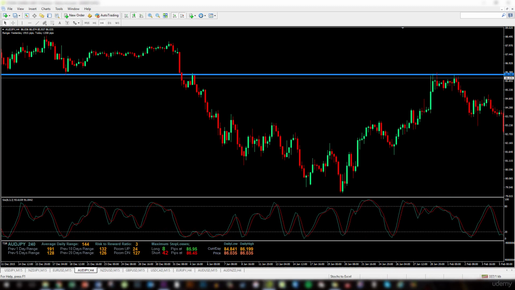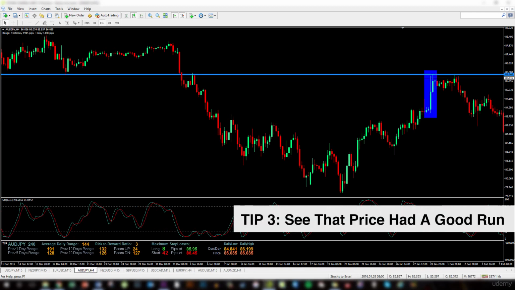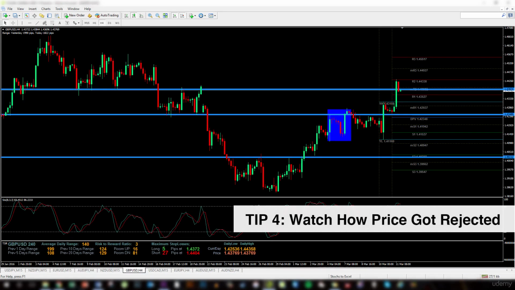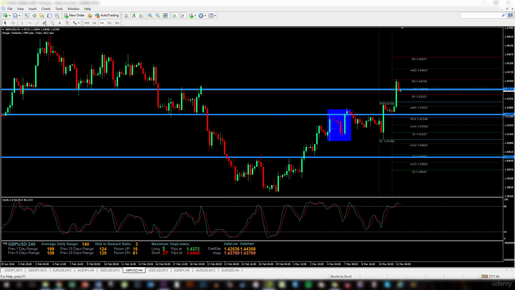Tip 3. Look to see if price got to that level after having a nice run. For example, if price had to travel 100 pips in a day to get to that level, it adds even more weight in my books that the level is likely to be able to hold. Tip 4. Watch how price got rejected the last few times. This usually gives me an indication of how strong the market is or how strong the level is likely to hold.